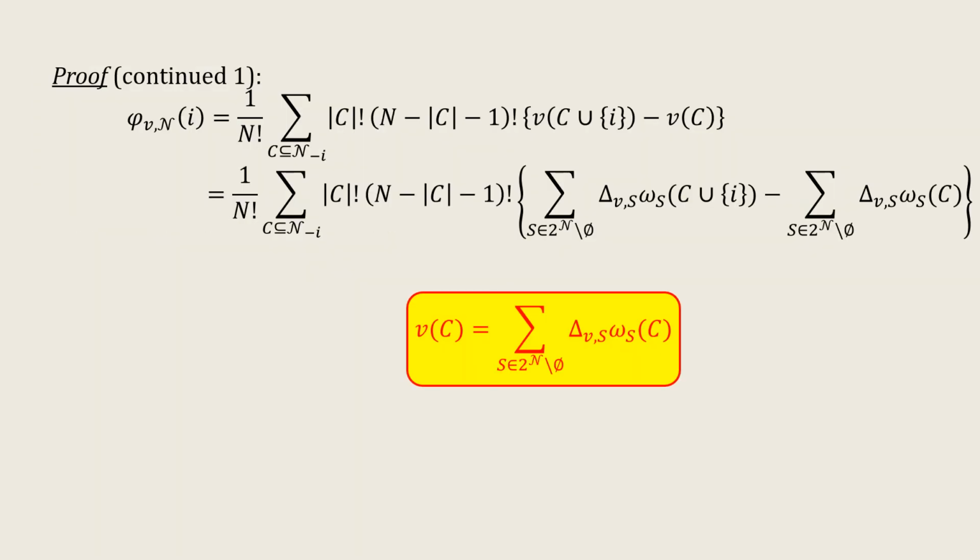So the Shapley value of agent I is equal to this. This is from the definition of the Shapley value. And now I'll use this expression here. So V of C, I'll just plug in this here. So this is my V of C. And likewise for V of C union I, all I've done here is replace C with C union I. Whence I get this expression here.